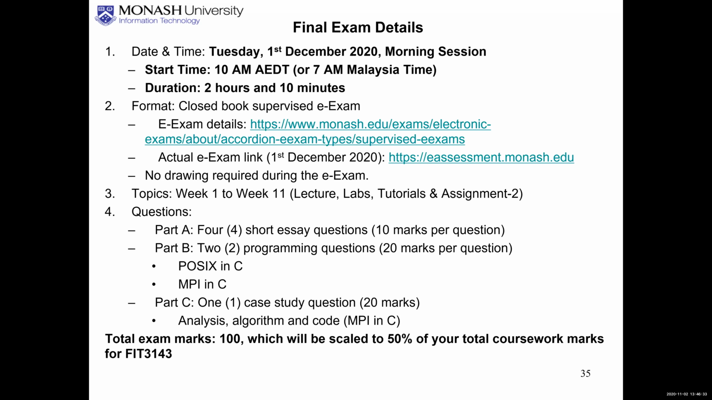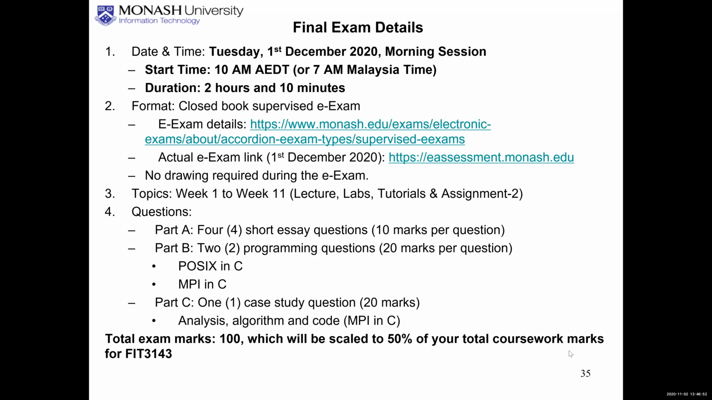So, two programming questions in part B, each 20 marks. One question on POSIX, one question on MPI. You'll be given the starter code, so you just need to complete the code. So practice your labs. I think they'll give you a good idea.